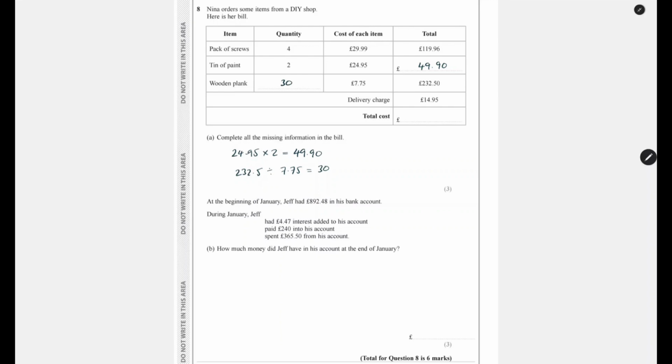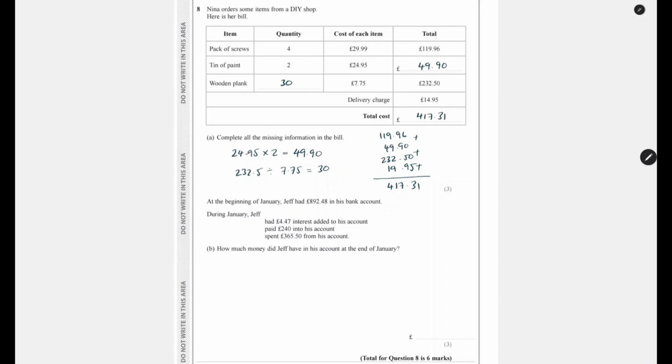The final thing that we need to do is work out the total cost. So we just need to add all of the totals together. That's 119.96, add 49.9, add 232.5, add 14.95, and if you put that into your calculator, the total becomes 417.31.